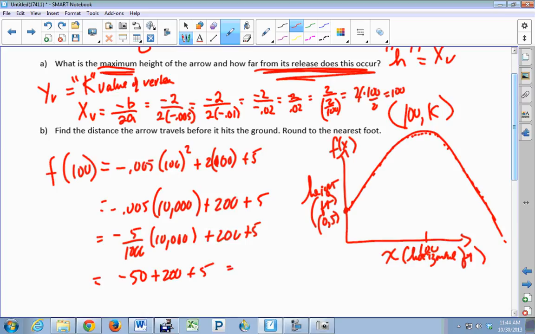So what's my maximum height going to be? 155, yes? Did I do that correctly? Or did I screw up somewhere? I don't think I got that same answer in my first class. Where did I screw up, Mary?